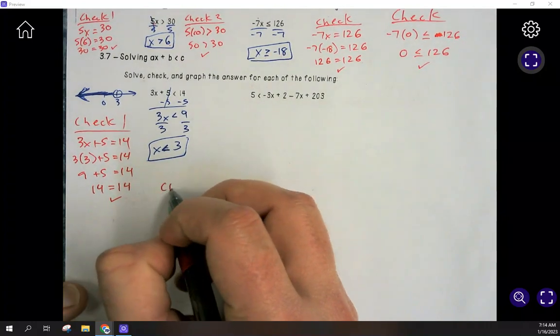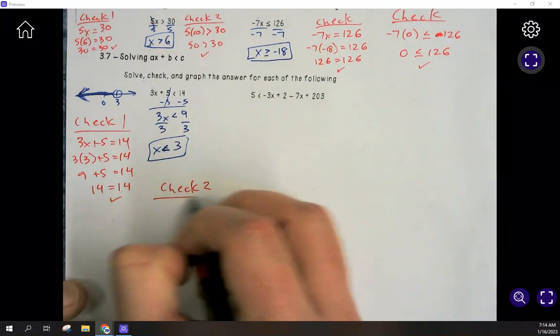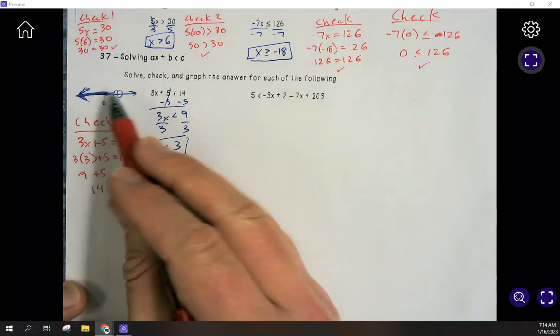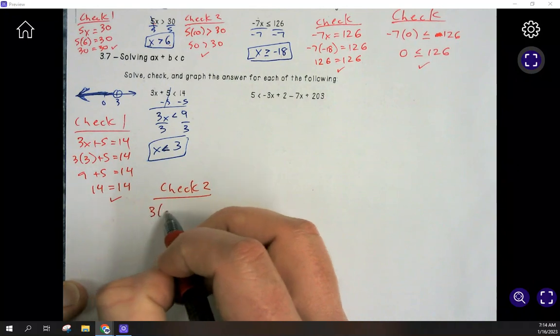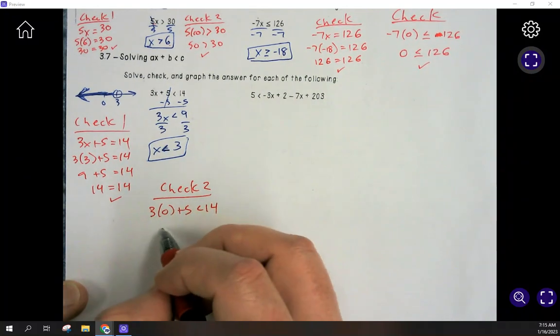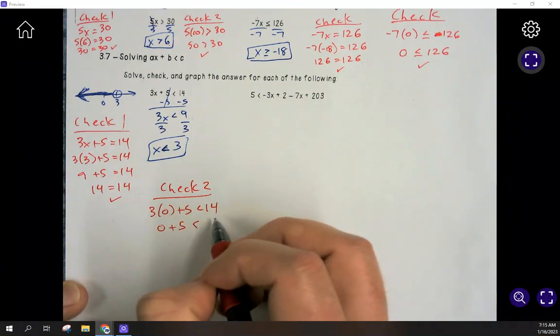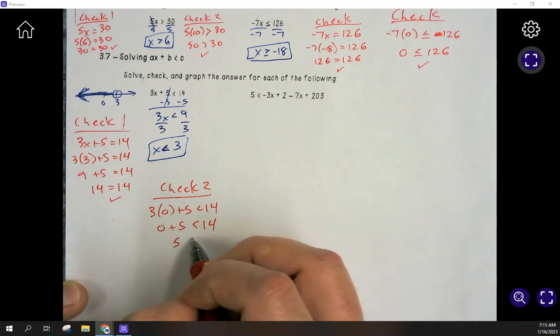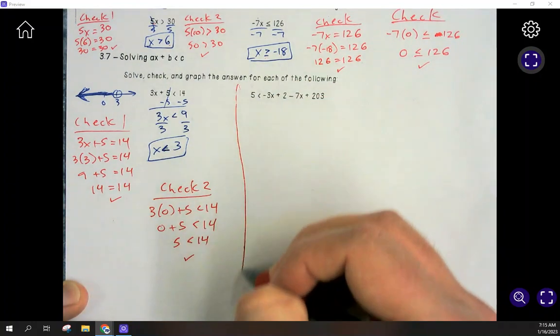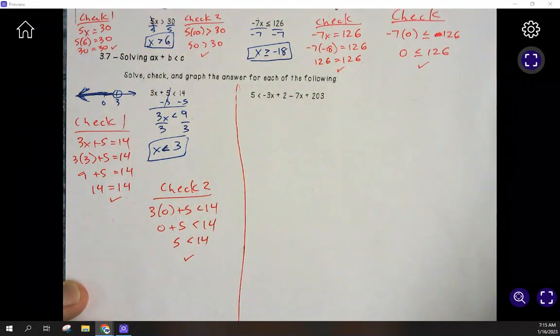And then check 2. Rewriting the entire original and then plugging in a number that's in our solution set. I'm going to use 0. So 3 times 0 plus 5 needs to be less than 14. 0 plus 5 needs to be less than 14. Is 5 less than 14? Yes. So we are all good.